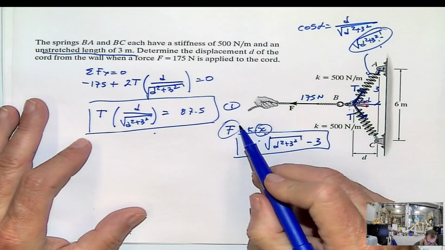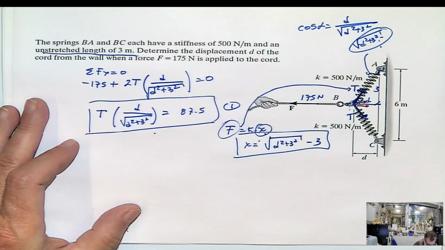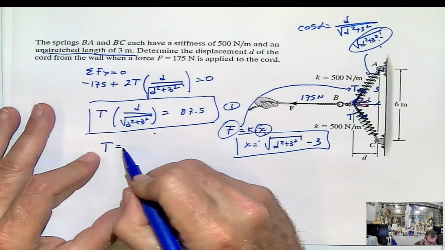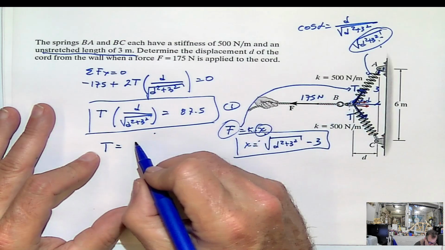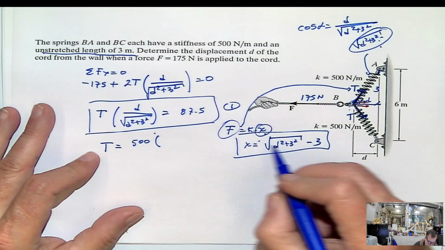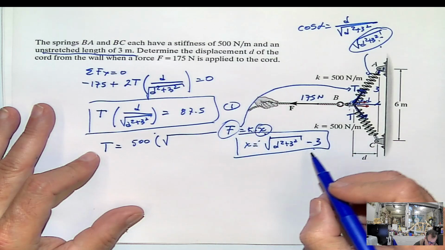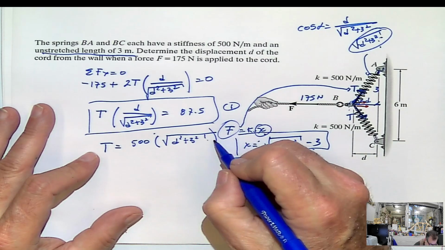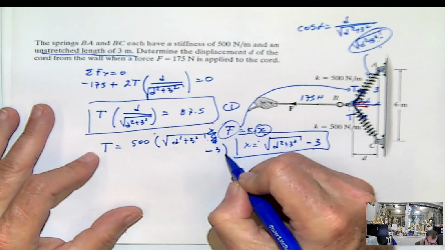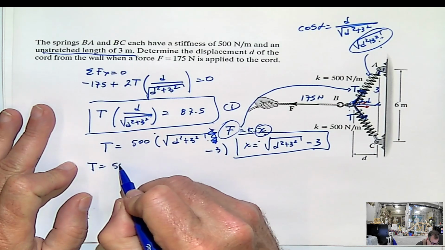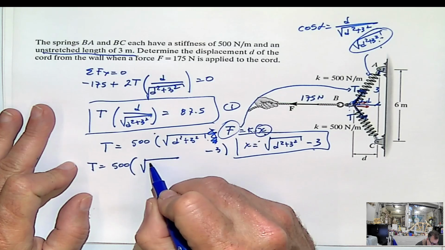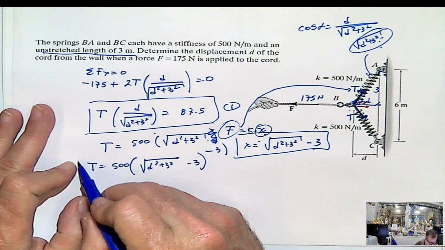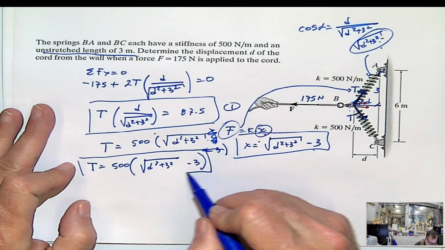And this F, of course, is referring to the tension of the spring. So in other words, the tension of the spring is going to be equal to the constant, which is 500, multiplied by the stretching of the spring, square root of d squared plus 3 squared, minus 3. So I'm going to copy it here again: T equals 500 multiplied by square root of d squared plus 3 squared minus 3. Correct. That's going to be the other equation that we have.